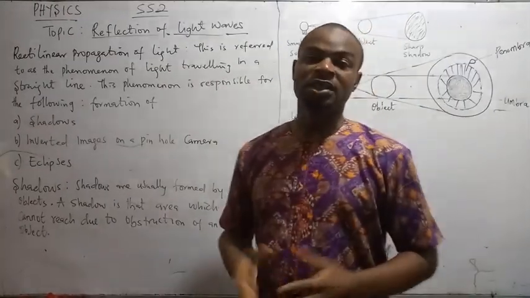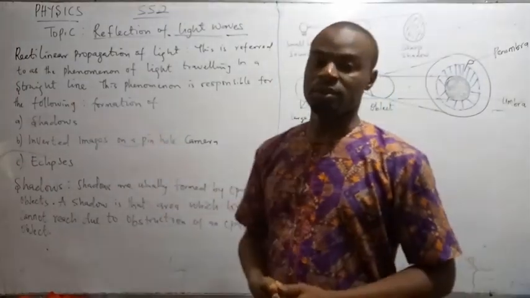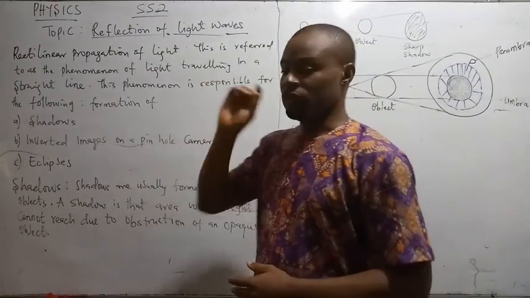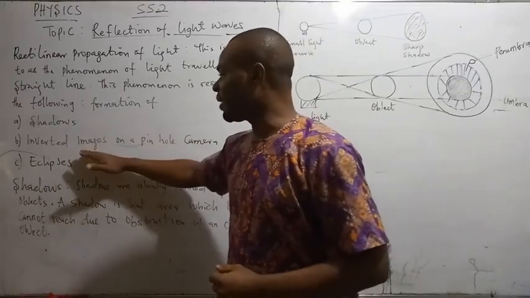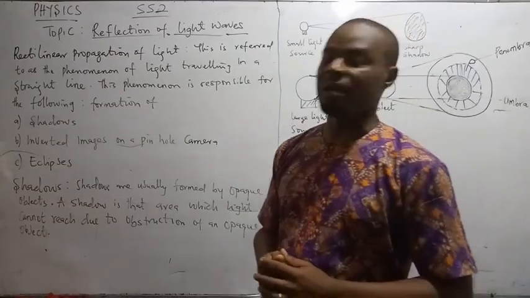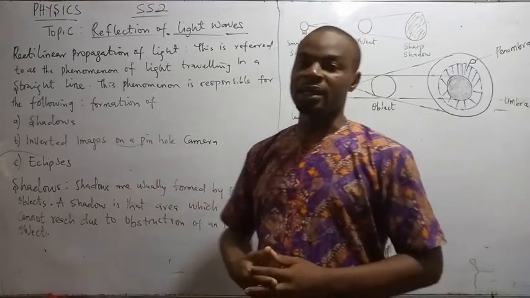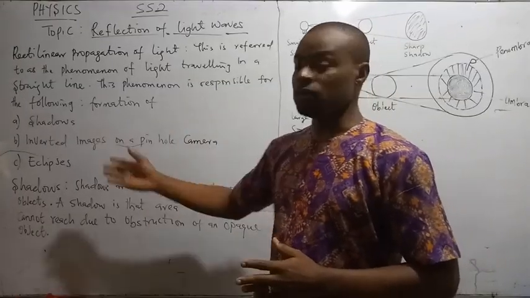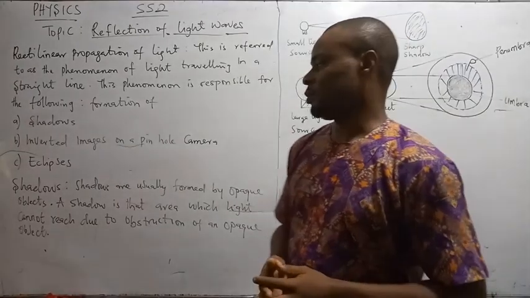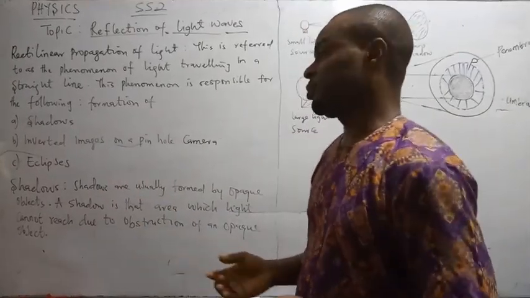This phenomenon is responsible for the following: formation of A. Shadows, B. Inverted images on a pinhole camera, and C. Eclipses. We'll now take them one after the other. Let's look at shadows. We are conversant with shadows.